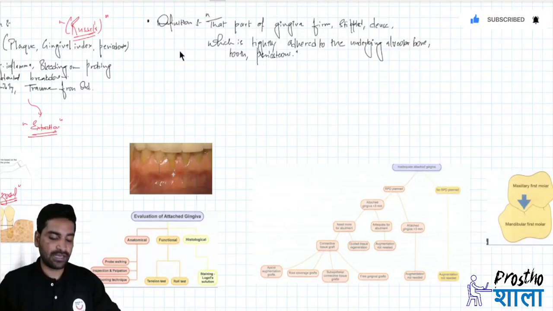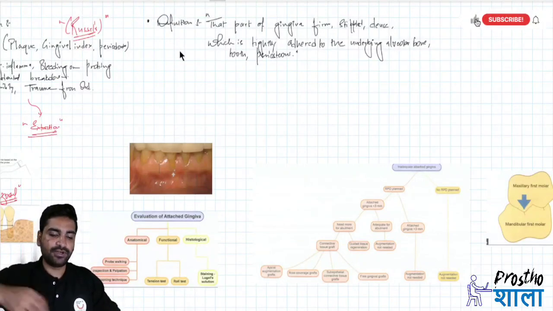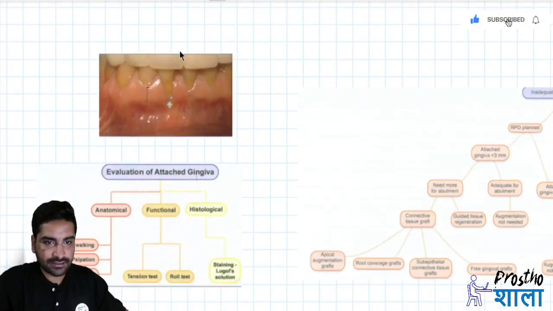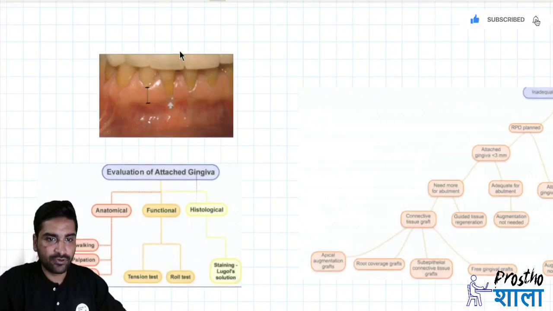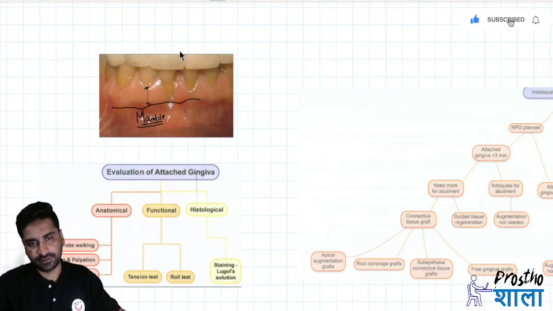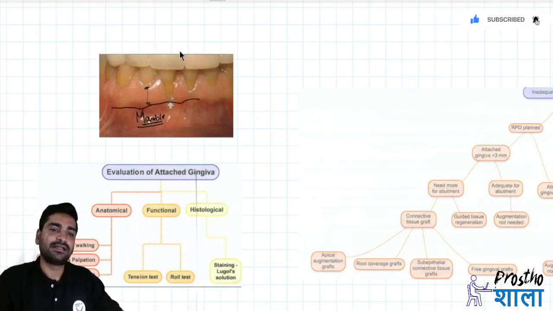Now how do you evaluate the width of the attached gingiva? Firstly, if you want to demarcate or locate the attached gingiva, it usually starts just after the gingival margin till the mucogingival junction, right? The mucogingival junction is the junction of the movable and immovable part. From there till your pocket depth, the free gingival margin, that area is your attached gingiva.